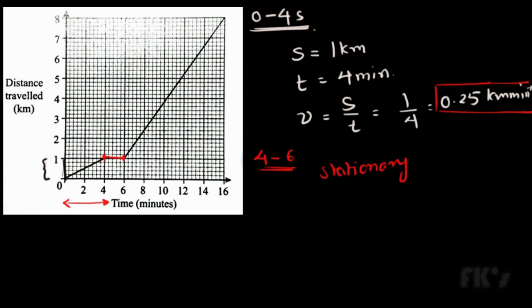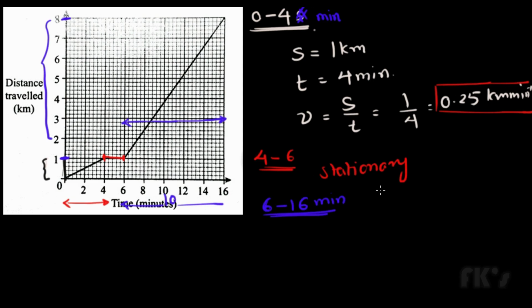Now the next part starts, where the body starts moving from 1 kilometer and goes up to 8 kilometers, right? So it travels 7 kilometers in so many minutes. How much is that? 16 minus 6 gives me 10, right? So let me write down, this was happening from 6 to 16 minutes. Actually, let me rectify it, that should be minutes there. My bad. Alright, 6 to 16 minutes.